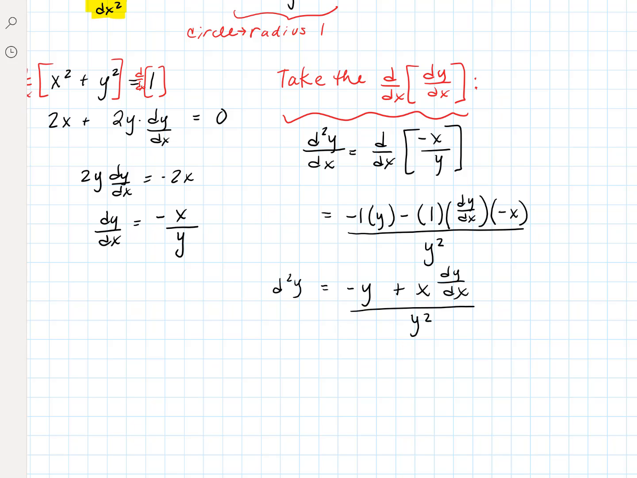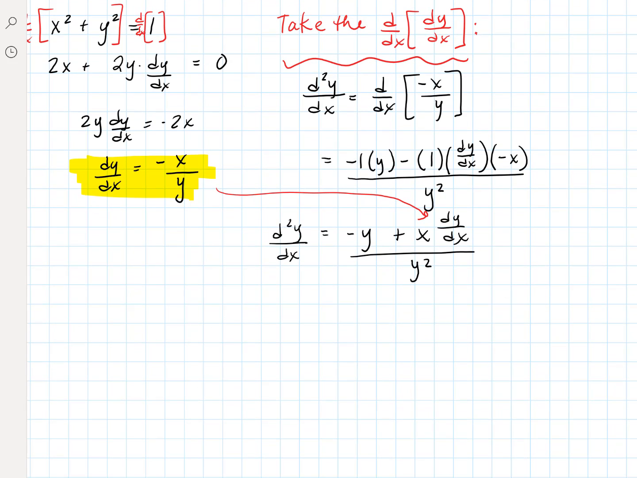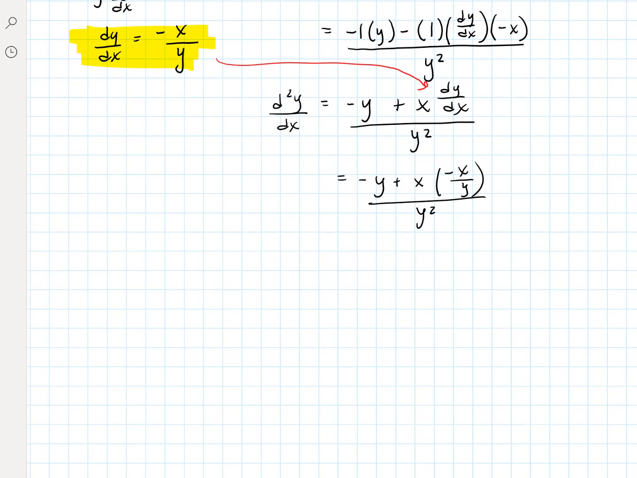Now, that is my second derivative, but it's funky to leave it with that dy/dx in it, especially because we know what dy/dx is. So let's make that substitution. It is written in terms of x, y, and the rate of change of y with respect to x, so we'll get negative y plus x times negative x over y, all over y squared. Simplifying that, I'm going to write it as negative y minus x squared over y, times 1 over y squared.